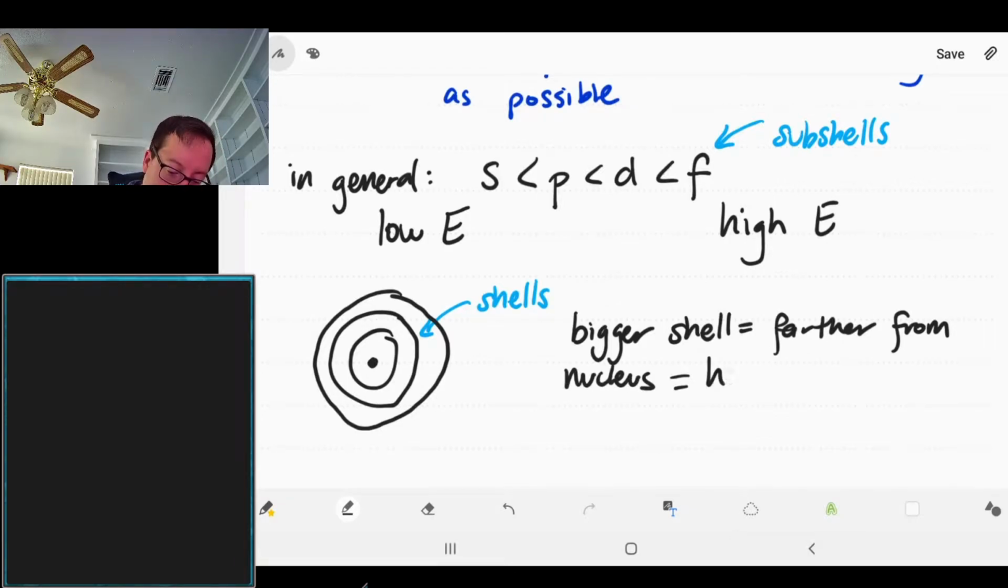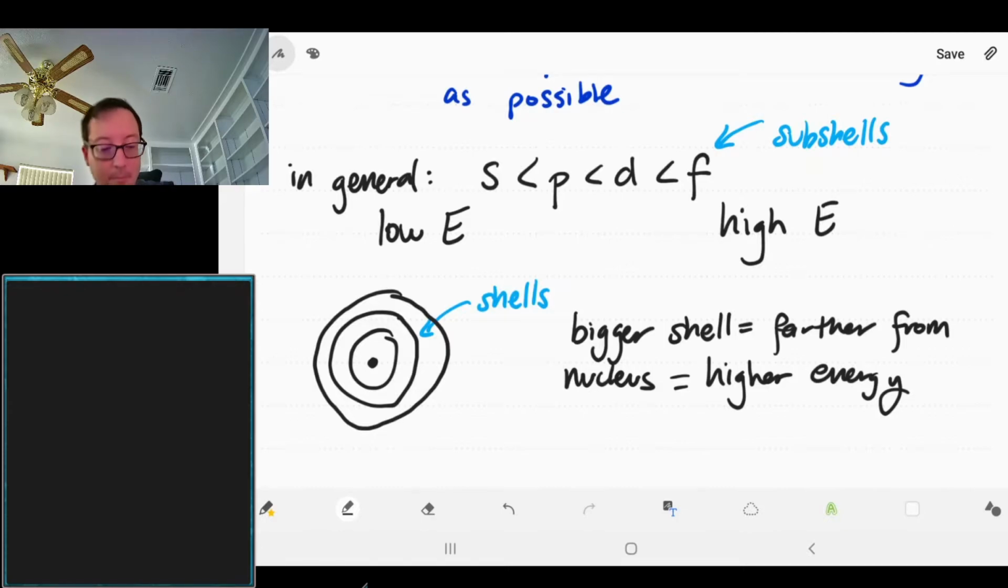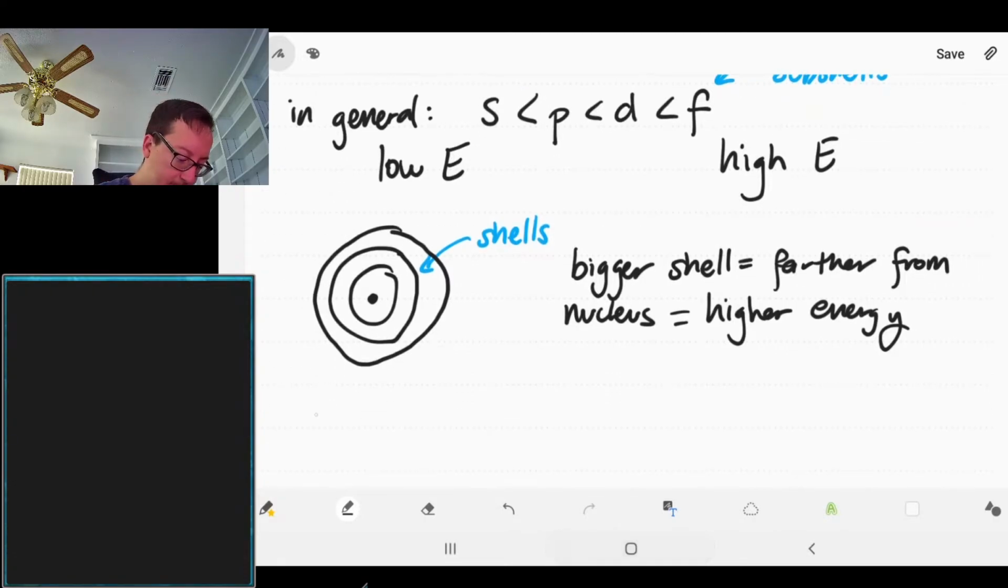And that means it's higher energy. Electrons like to be close to the nucleus. And so by having them in bigger shells, ones that are farther from the nucleus, they're a little less happy. They're a little higher energy. And so we can describe all of these things. So in general also, actually this is not in general, this is an absolute statement.